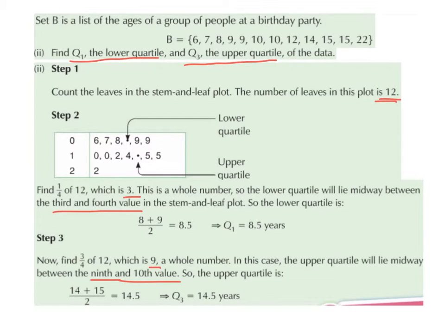So just to recap, we got a quarter of 12 for Q1, or the lower quartile, and we got 3. So since it was a whole number, we got the third and fourth value, added them together and divided by 2. For Q3, or quartile 3, or the upper quartile, we get 3/4 of 12, which is 9. Again, this is a whole number. So we get the 9th and 10th value, add them together and divide by 2.